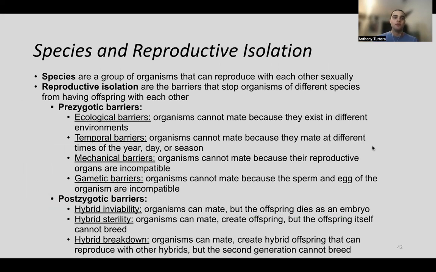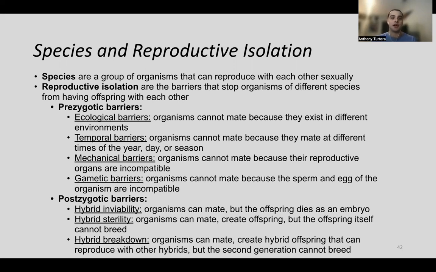All right. So what is a species? This is a group of organisms that can reproduce with each other sexually. The species definition is different for organisms that reproduce asexually, but this is the definition for organisms that reproduce sexually. So reproductive isolation is the set of barriers that stop organisms of different species from having offspring with each other. We know that species are only different species because they cannot reproduce with each other.